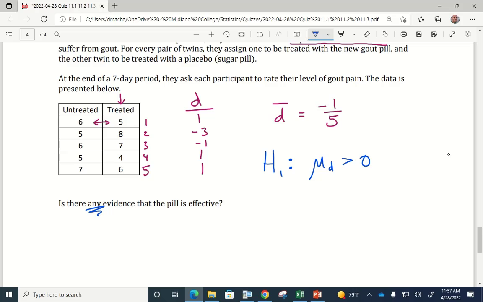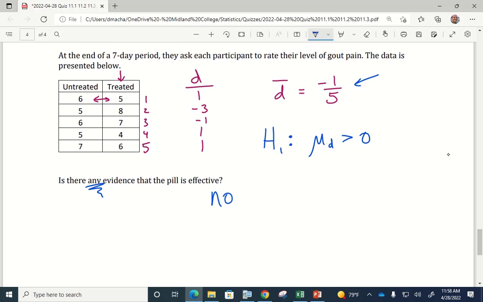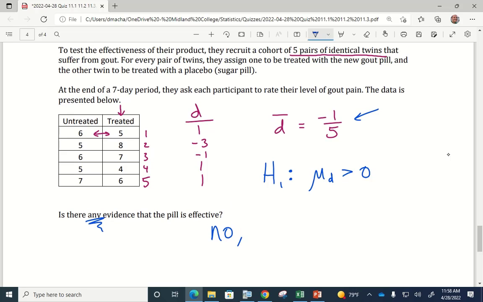So is there any evidence at all that this pill is effective? No, because this sample statistic actually disagrees with the claim that I'm trying to make. So this data I've collected does not do me any favors for trying to convince anybody that this treatment works, right? So no. Maybe if you collected more data, you could try again, but in this case, with this sample, there's really no evidence that this pill is effective. It seems more likely that the null hypothesis would be true. It seems more likely that this difference is less than or equal to 0.